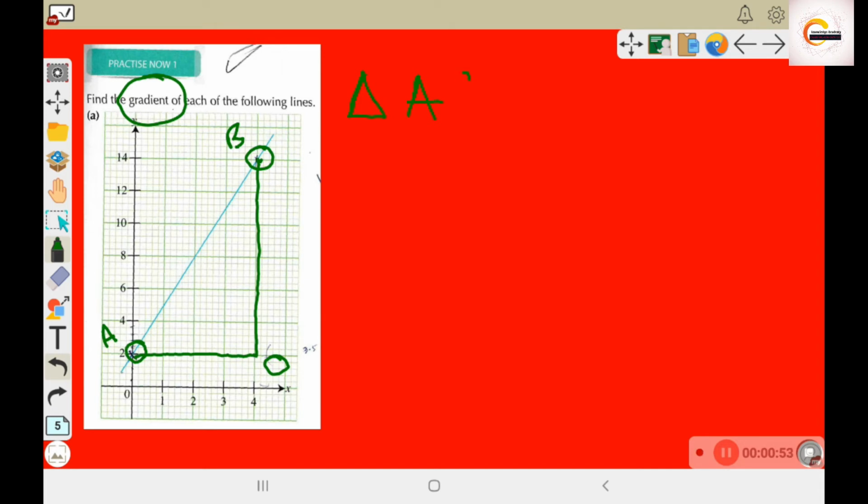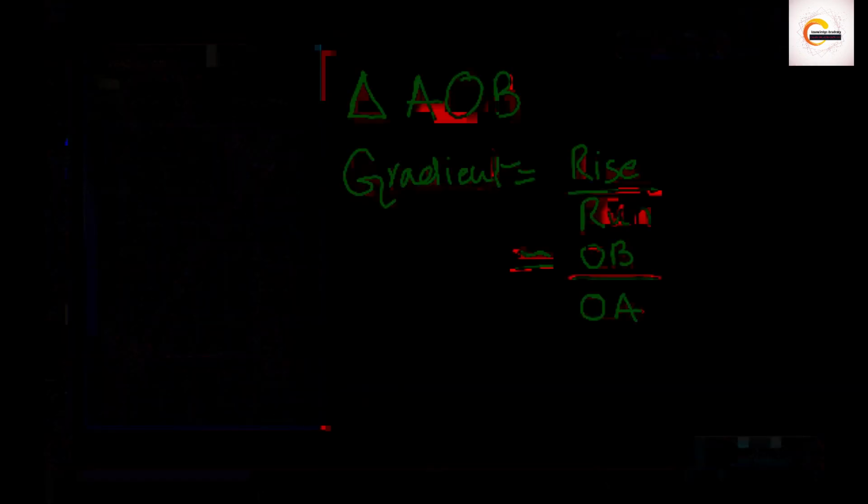So the triangle AOB, we know the formula of gradient, I am writing it down in short form. Gradient is equal to rise upon run, right? So rise is the vertical change and run is the horizontal change. In right triangle AOB, rise is OB and run is OA. See?